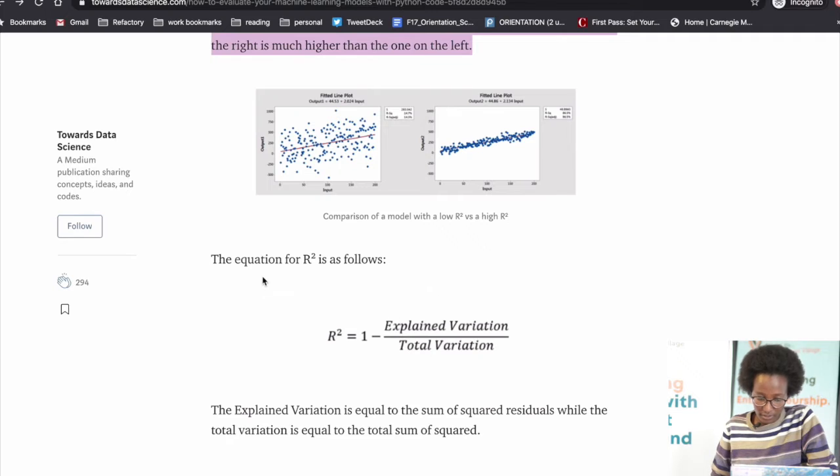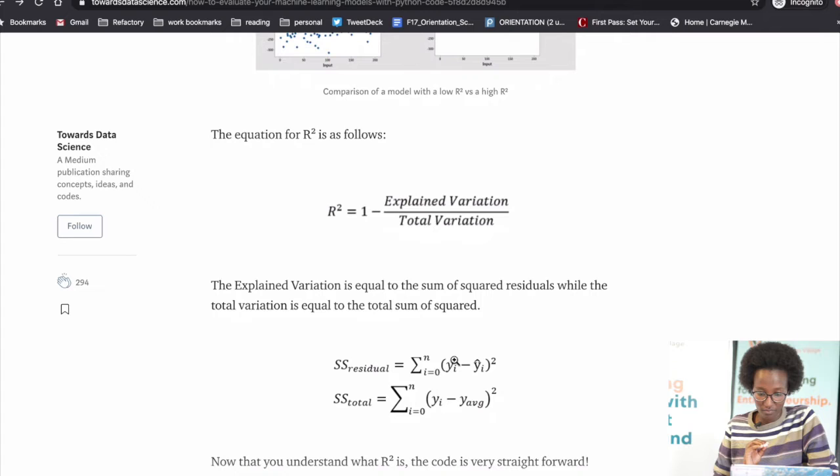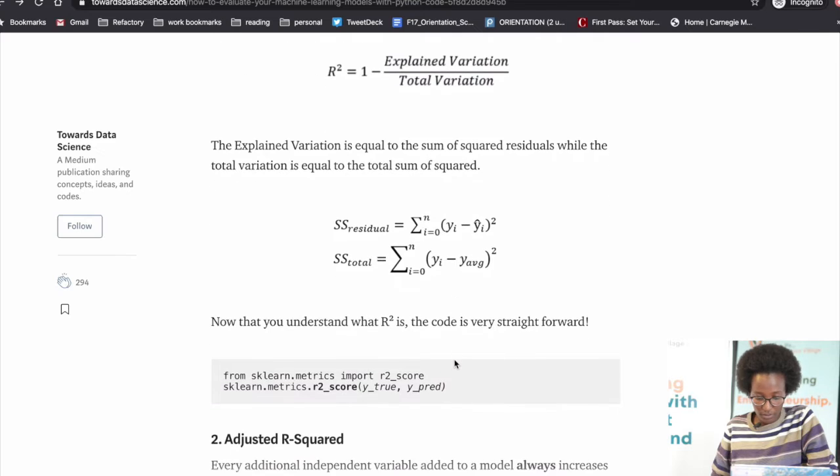Okay, so this is the equation for how they come up with the R squared. This is 1 minus explained variance divided by the total variance. I'm not going to delve deep into this explanation.